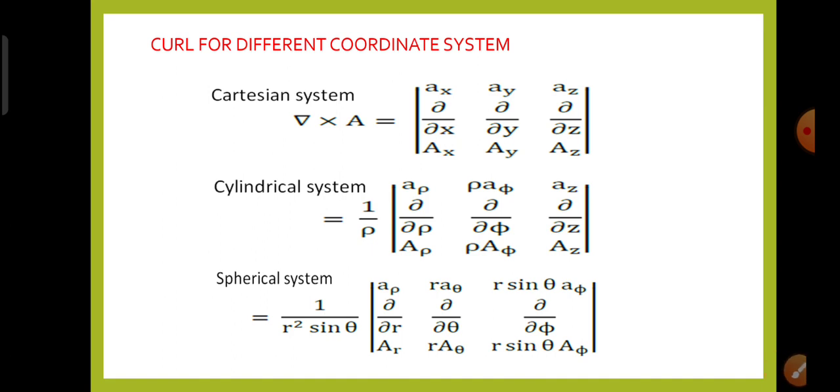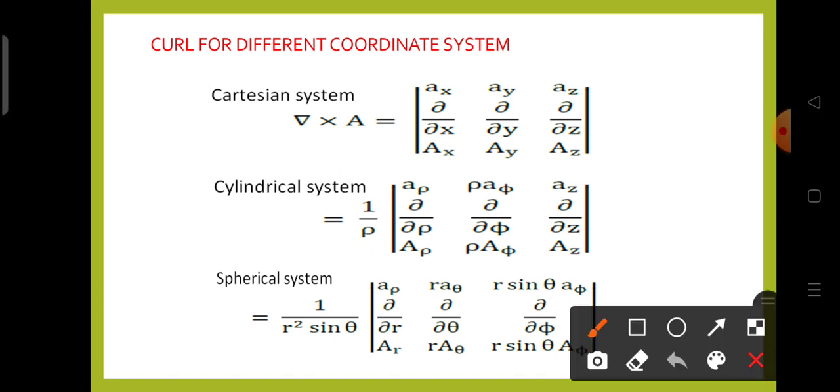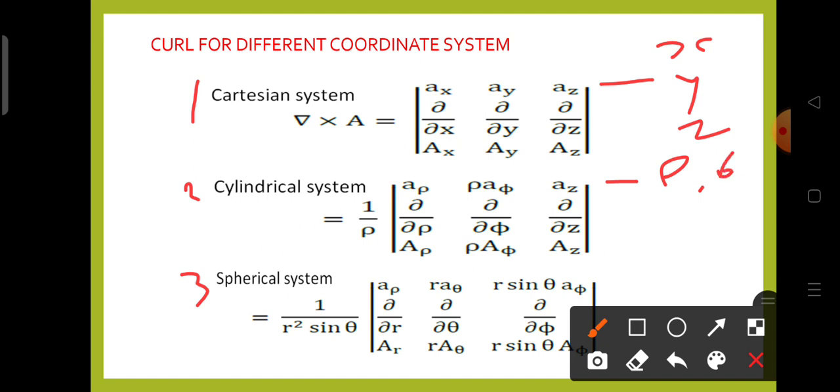Curl for different coordinate systems. We have the Cartesian coordinate system, cylindrical coordinate system, and spherical coordinate system. To remember the curl for different coordinate systems, for example in the Cartesian system, the first row is ax, ay, az, because the variables are x, y, z. In the cylindrical coordinate system, the first row is a rho, a phi, a z. Here the variables are rho, phi and z.